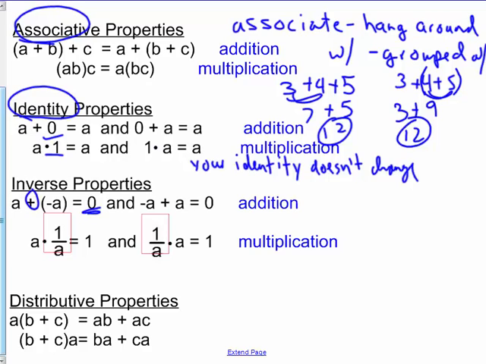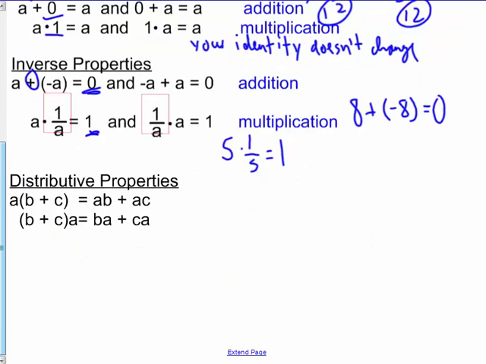The inverse properties. We talked about inverses with multiplying and dividing fractions a little bit. We also see it in addition when we're solving equations. A plus the opposite of A is 0. When we think about multiplication, 5 times 1/5, remember 1/5 is the reciprocal. 5 times 1/5 gives me 1, because I get 5 over 5. And again, I can see it in addition: 8 plus negative 8 is 0.